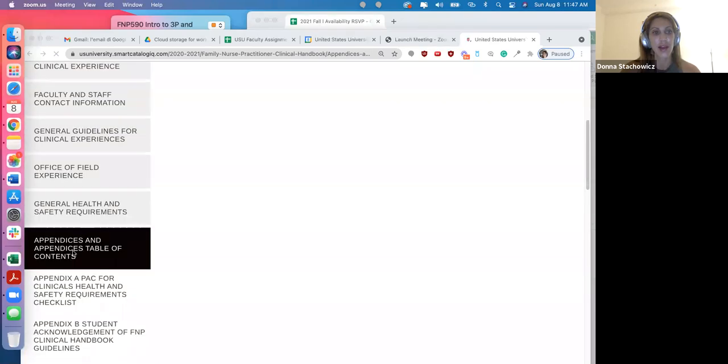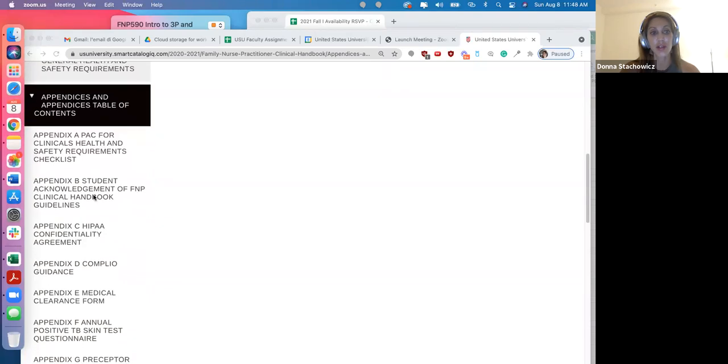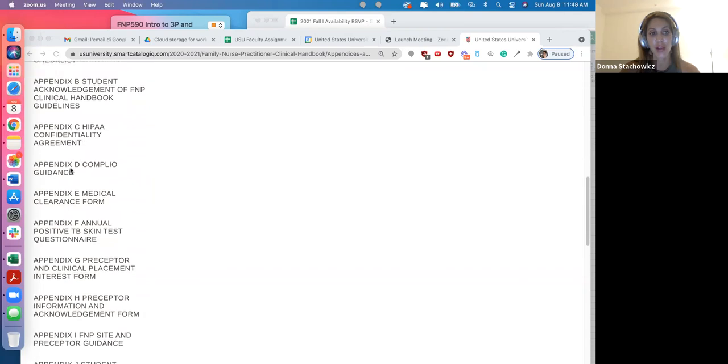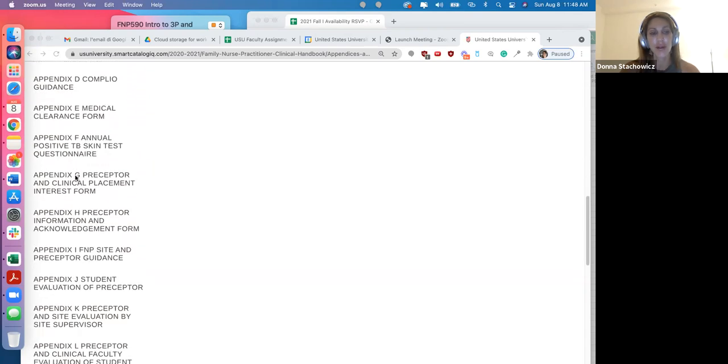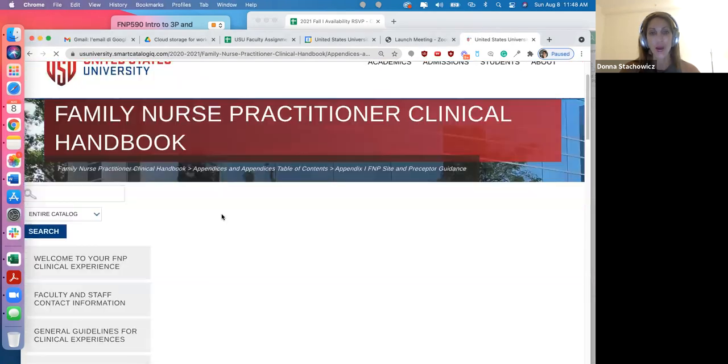I'm just going to also look at some of the appendices in this handbook because they're really useful. Okay, so I want to show you. I'm going to navigate to some other helpful areas. So I'm in the handbook and I'm going to appendices. Clinical health and safety requirements, student acknowledgement. You have to sign that before you start clinical, HIPAA confidentiality, CompLeo compliance, medical clearance. All of this is good, but the one I'm really wanting to get to is the site and preceptor guidance.